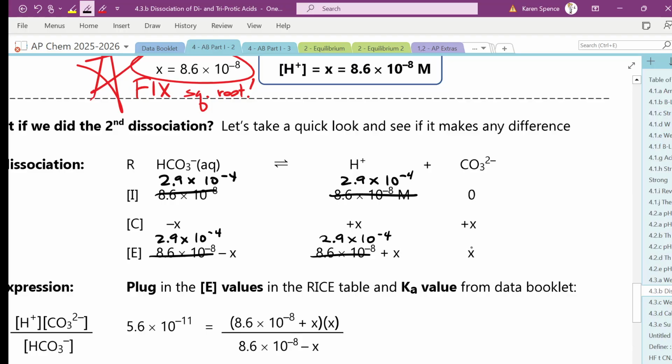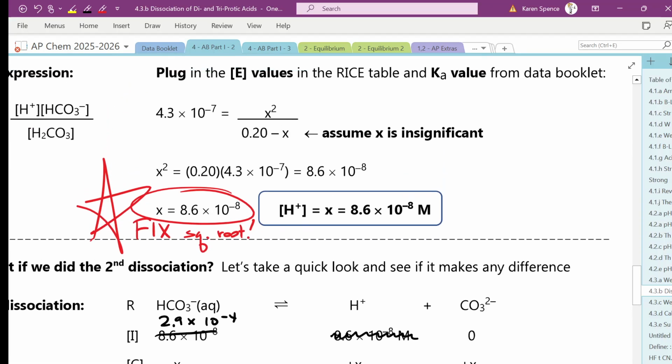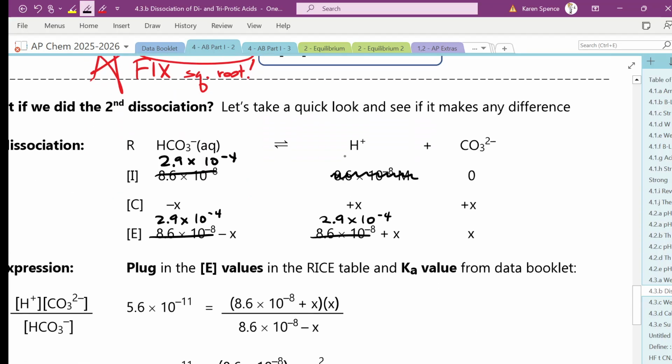What? Why is that even there? That shouldn't even be there. No. That should just be 0. This is dreadful. Oh my gosh. Okay, get rid of that. That should be, oh no, it is because we already have some. Yes, we already have some hydrogen, 2.9 times 10 to the minus 4. It is, because that's from the first dissociation.